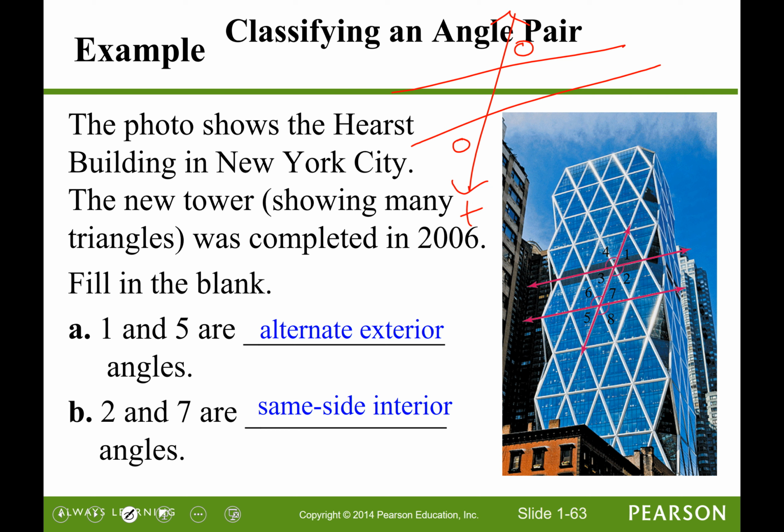All right, let's try 2 and 7. 2 and 7 are here and here. And that makes sense now. Those are on the same side of the transversal, interior of the other 2 lines.